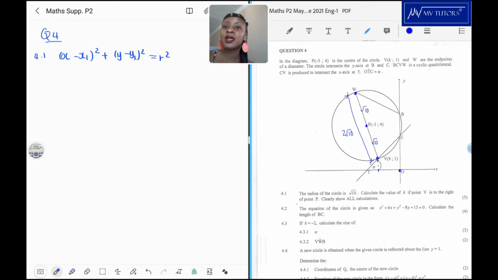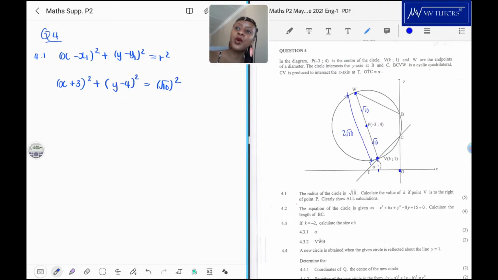We already have our x value: our x value is negative 3, and negative times negative gives a positive. Then I have my y value there, which is 4. That's already given, and my radius has been given as well. It's root 10, but I'm squaring it. Now I have a point, V, and I'm going to substitute this point into this equation so that I can determine the value of K. Wherever I have x, I'm going to substitute K.